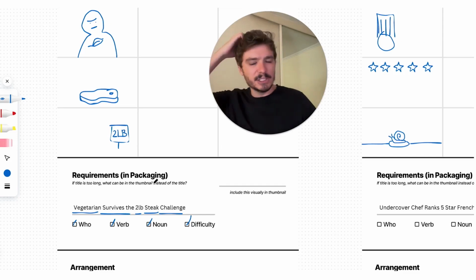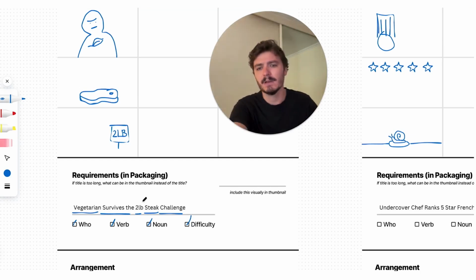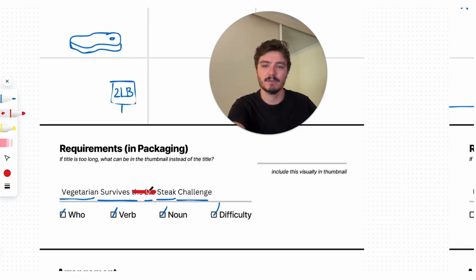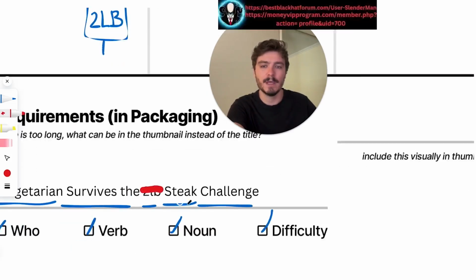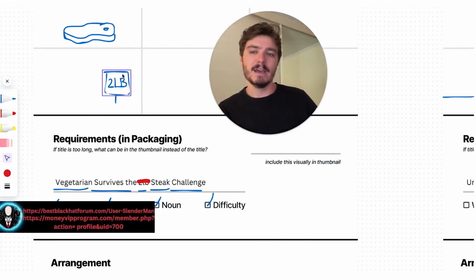We could cut vegetarian, and it's just I, but I think that should be in the title. Survives, we do need the verb in there. I think the best option here would be to cut the 2 pound. So survives steak challenge, or the steak challenge. So maybe we'll just cut the word 2 pound. And this is okay because we've got it here visually.